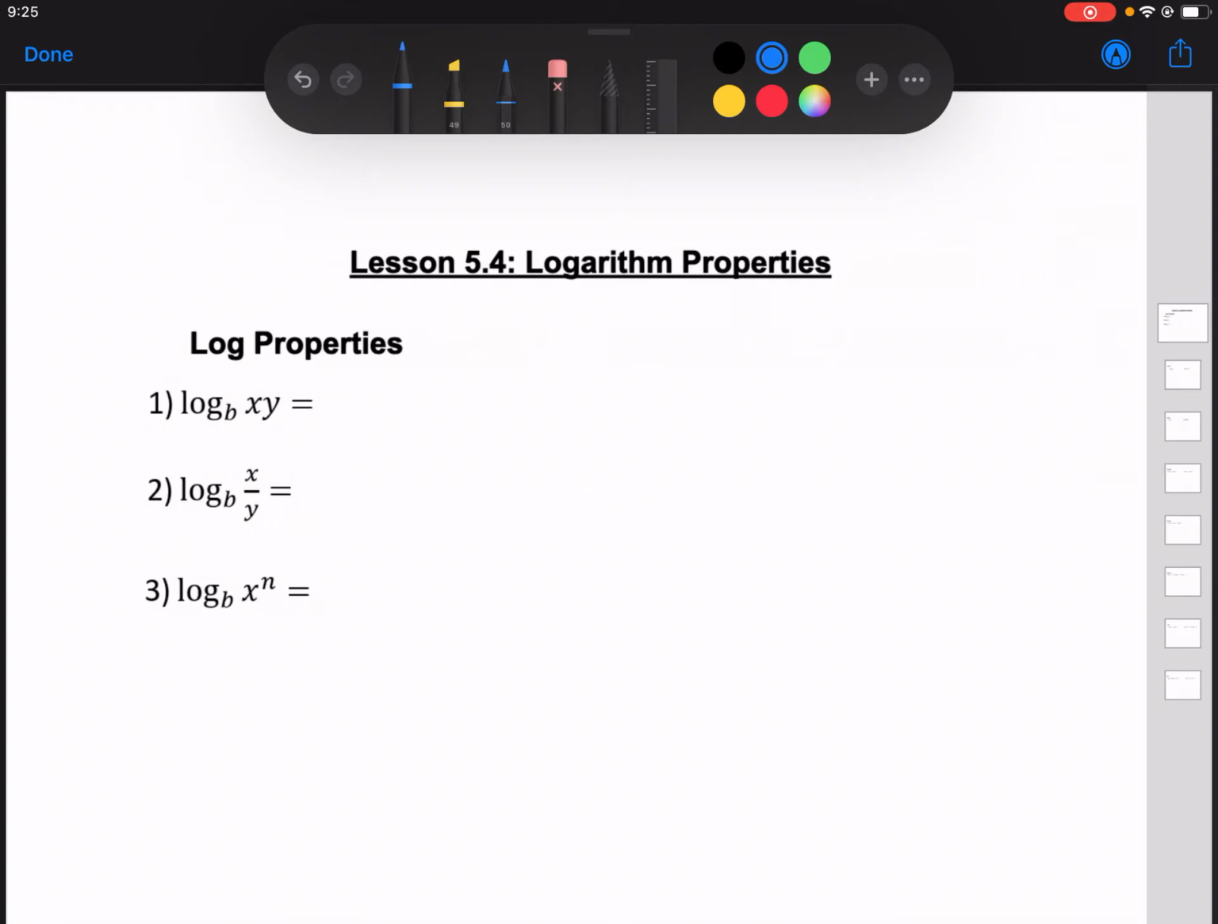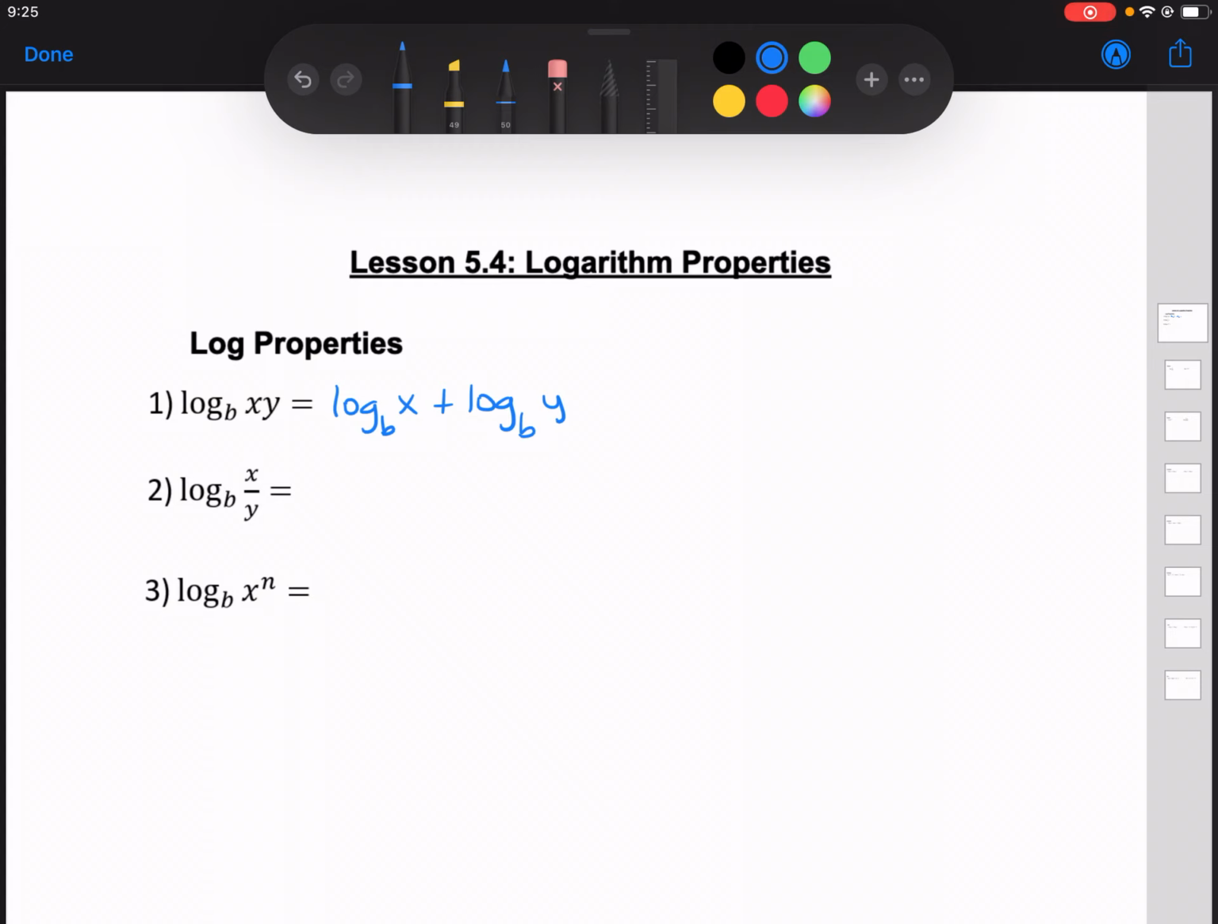Okay, so we're going to go ahead and talk about some extra logarithm properties that will expand our understanding so that we can actually do more complex problems. The first logarithm property tells us if we have an argument multiplied together, you can actually split that argument up and do log base b of just x and then add it to log base b of y.